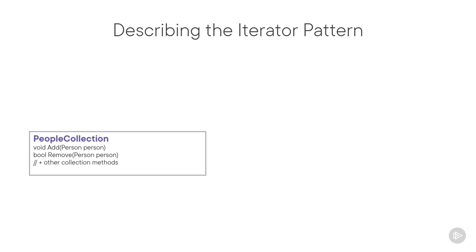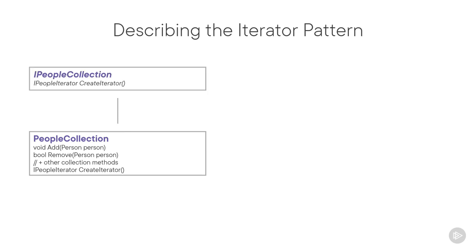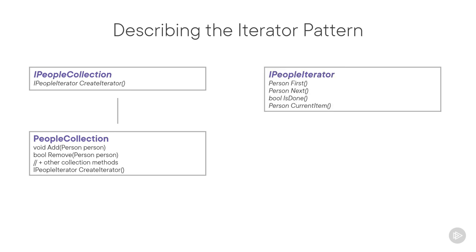On it, common methods like you'd expect on a collection exist, like add, remove, maybe count, and so on. Next to that, it should also have a create iterator method. That will return our iterator and will define the need for such a method on an interface, iPeopleCollection. So, the iPeopleCollection interface will define an interface for creating an iterator object. We'll name that iPeopleIterator. That too is an interface.